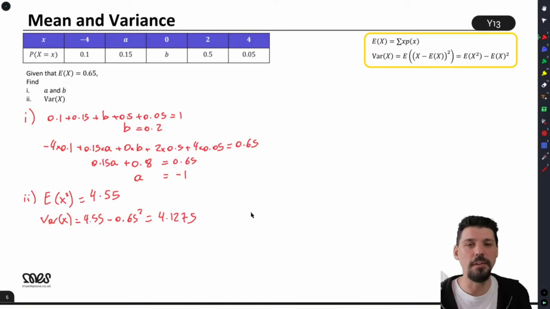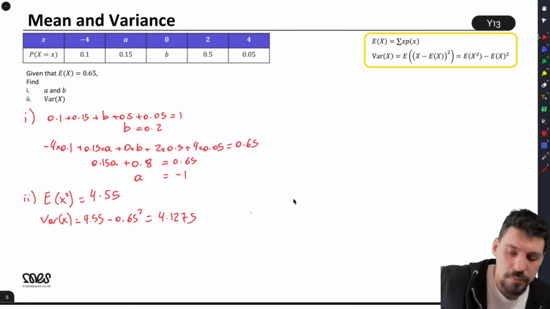Anyway, that is mean and variance. So far, very, very generic. This is what goes on.